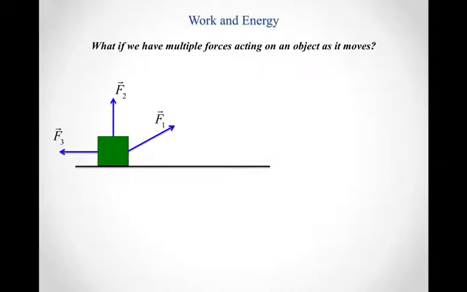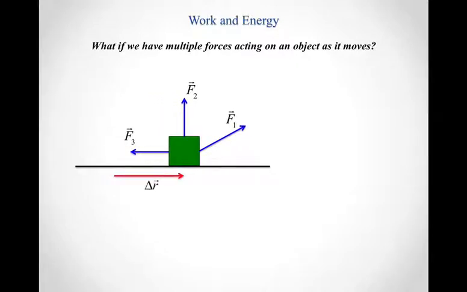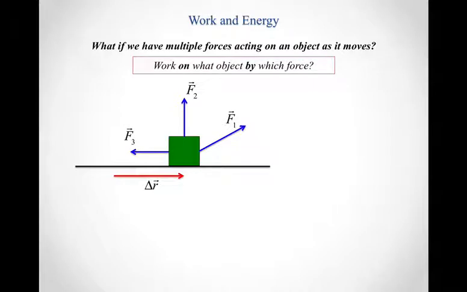What if we have multiple forces acting on our object as it moves? So here, again, let's look at an example where we'll focus on 3 forces that act on this box. So force 1, force 2, force 3. And we'll let the box move, and again, it'll slide to the right. So I've got a displacement vector that points to the right. So for starters, we want to make sure that we focus on the work on what object by which force. So when we talk about the work, really what we mean is the work on what by what.